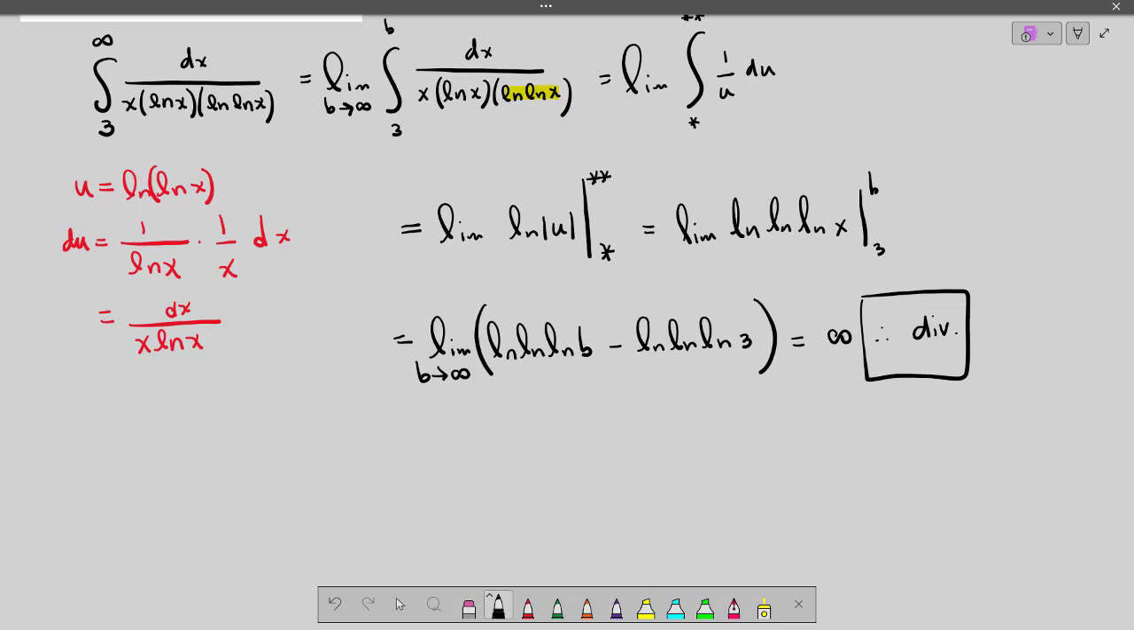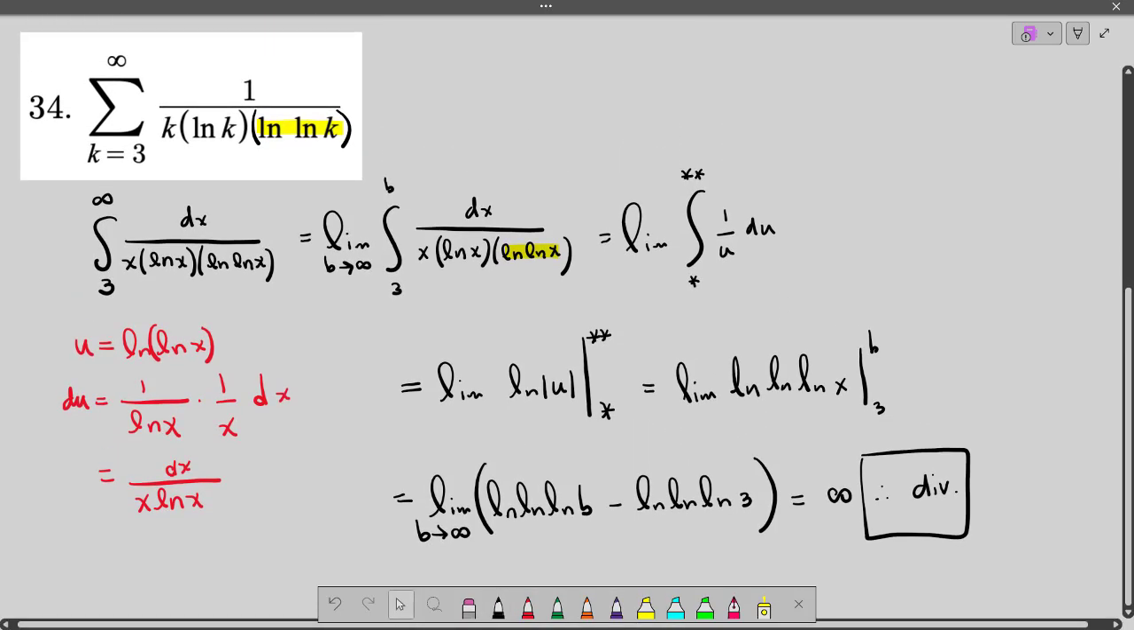So that thing right there goes to infinity. It goes to infinity very slowly, but it still goes to infinity. It's not going to a constant. So divergence. Any questions on any of those steps?